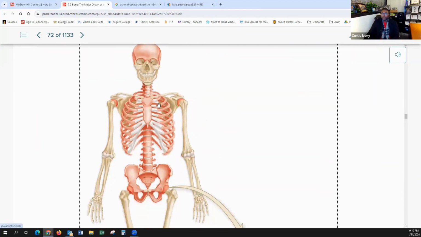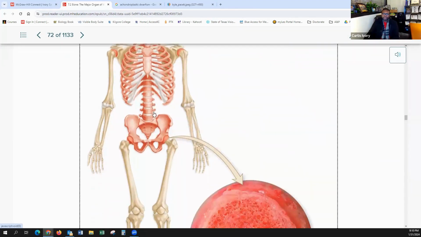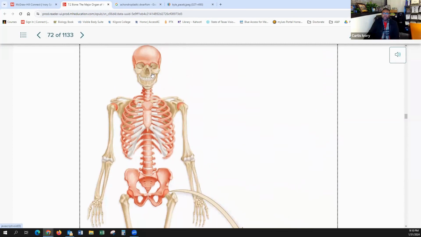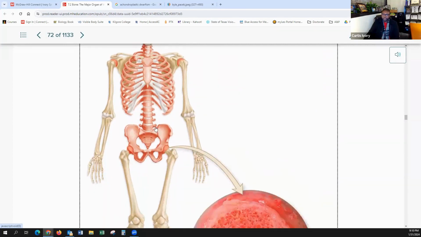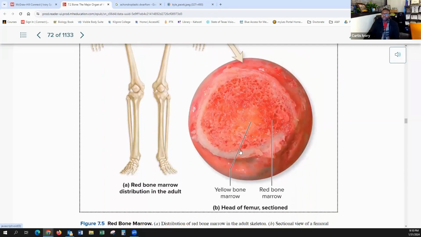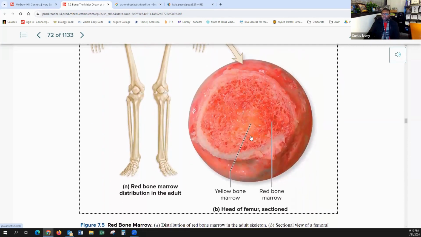So if you see here, the book gives a diagram of where we have blood cell production in our body. And here they give you an actual picture of bone marrow, which in the dissection video of the chicken leg, when I broke it in half, the inside of it was red bone marrow. So this is what ours looks like on the inside. This is an actual picture of it. So we have the red bone marrow, and then on the very inside, we have yellow bone marrow. So that would be fat.